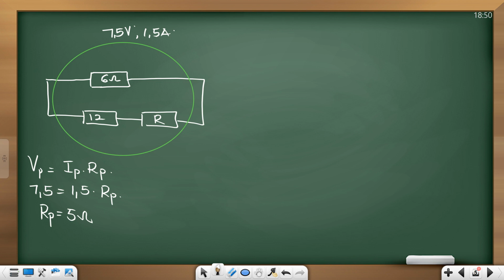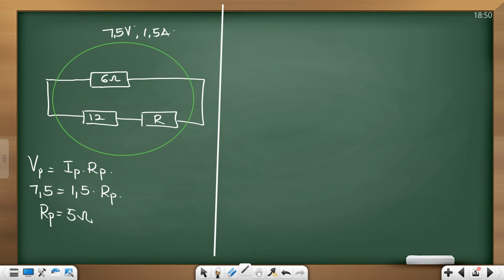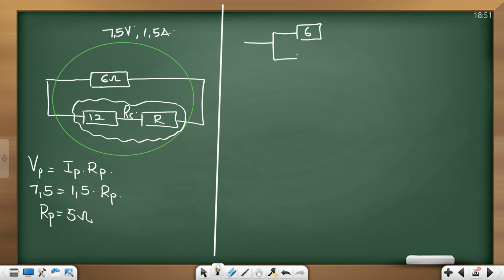Okay. Now, I want to see if I can do this for you in about two ways. Let's combine this. R series. How many resistors are we going to have? Now that they are parallel, how do you calculate the total resistance in the parallel?